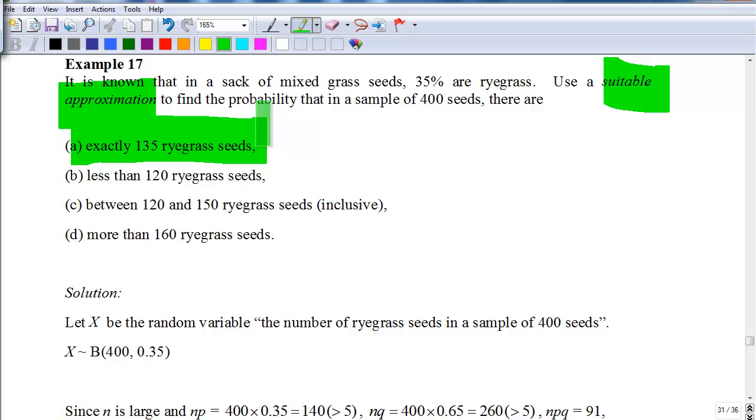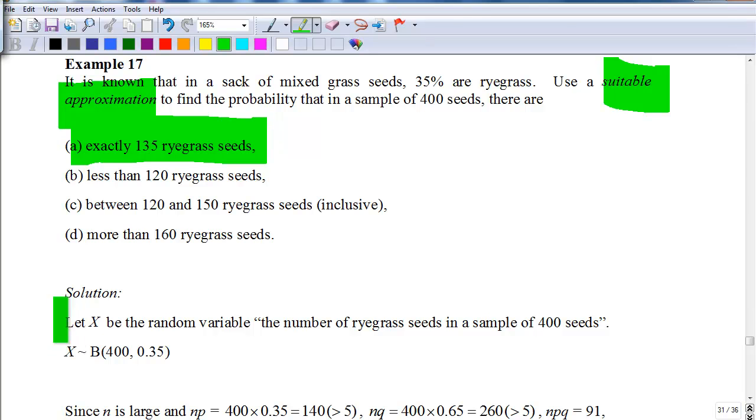Now, if the question didn't say anything about using approximation, actually the distribution is binomial, and you can find the answer very quickly using the GC. But because they insist that you use a suitable approximation, you're not expected to use binomial distribution to find the answer. Okay? So how should we present our solution?